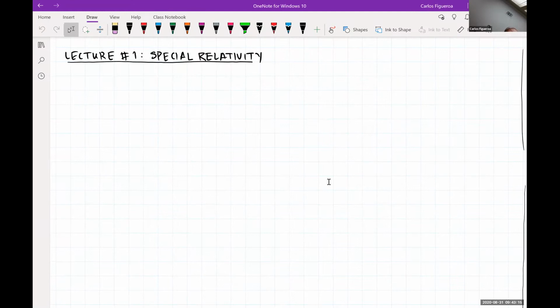Chapter 1, we're going to talk about special relativity. In the second lecture, we're going to do relativistic mechanics, which essentially means you bring in energy and momentum to solve problems. The worst possible way that you can solve physics problems is actually using Newton's laws.